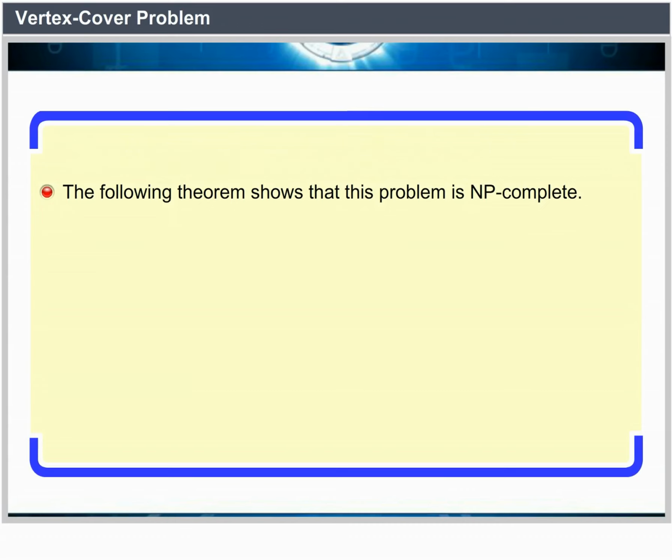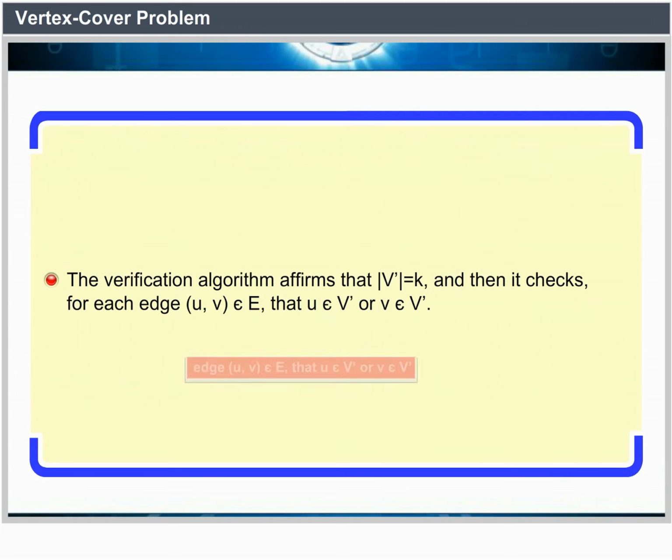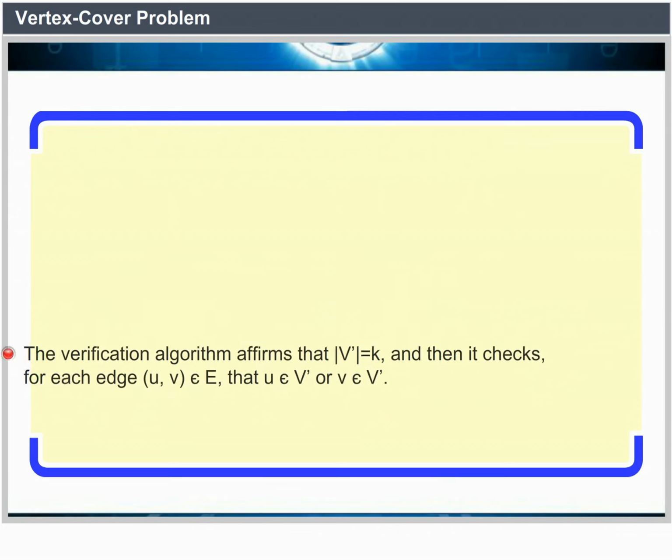Theorem. The vertex cover problem is NP complete. Proof. We first show that vertex cover belongs to NP. Suppose we are given a graph G = (V, E) and an integer K. The certificate we choose is the vertex cover, V' is a subset of V itself. The verification algorithm affirms that |V'| = K, and then it checks for each edge (u, v) belongs to E that u belongs to V' or v belongs to V'. We can easily verify the certificate in polynomial time.